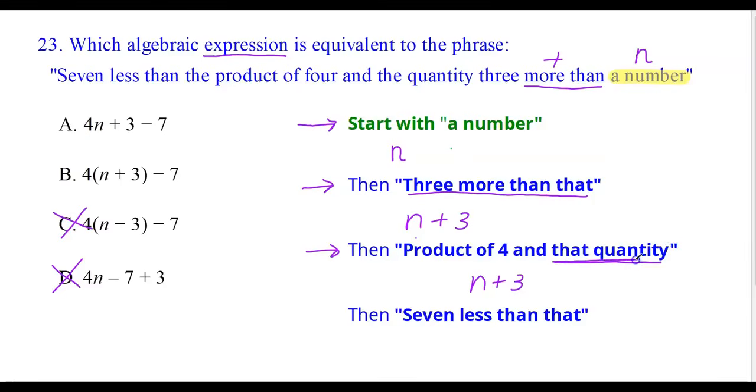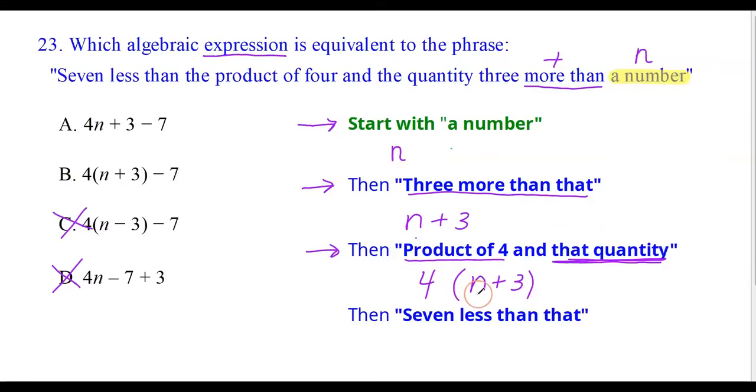And this right here where it says that quantity implies that we're taking the entire n plus 3. So I'm going to put parentheses around it, and we're going to multiply it by 4, because product of 4 means to multiply by 4. So I will take this entire quantity, n plus 3, and multiply it by 4. I don't need to show the times sign. Right here. Product means to multiply.